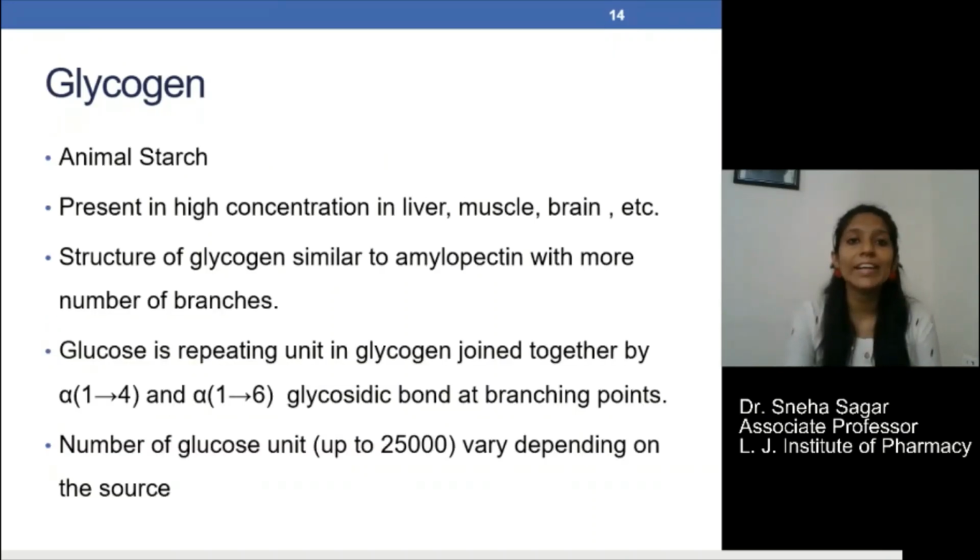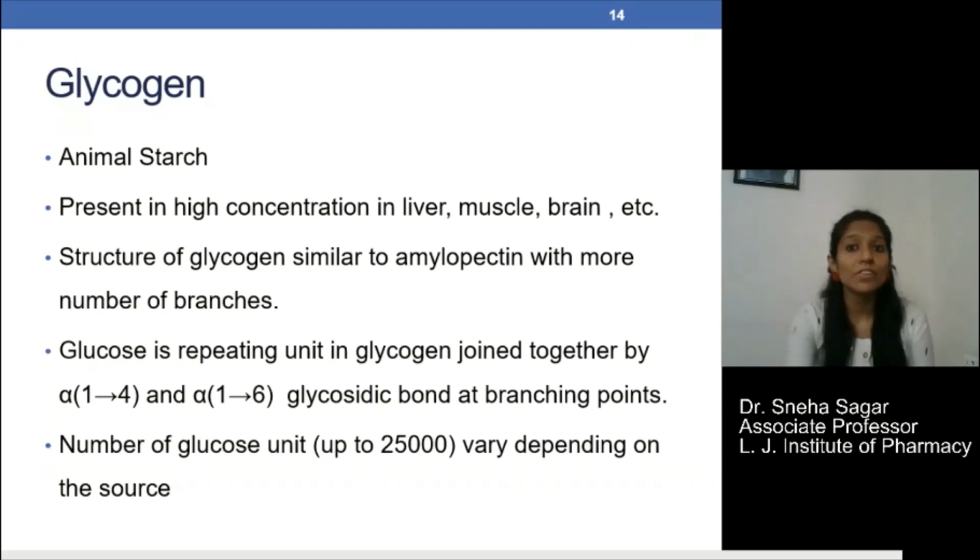Another polysaccharide is glycogen. Glycogen is the carbohydrate reserve in animals. Hence, it is often referred to as animal starch. It is present in high concentration in the liver, followed by the muscle and brain. Glycogen is also found in plants that do not possess chlorophyll, like yeast and fungi.